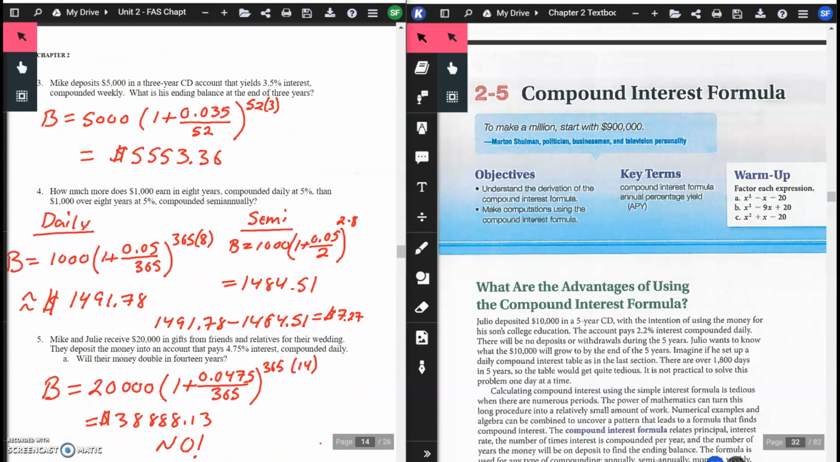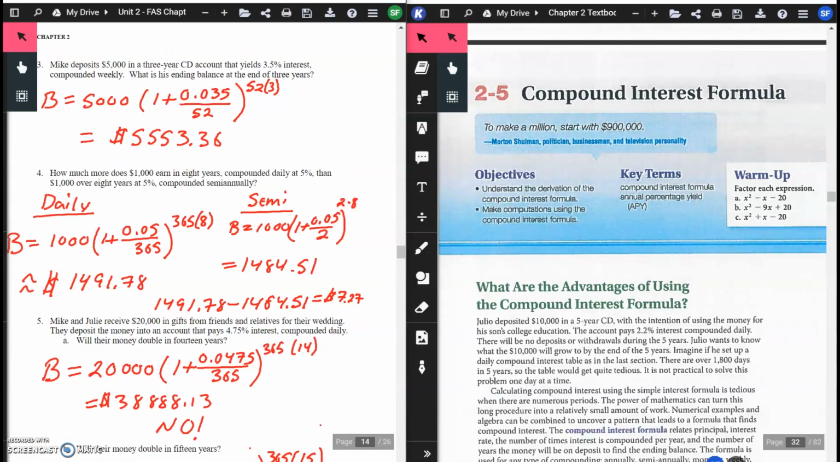Number 3, Mike deposits $5,000 in a 3-year CD account that yields 3.5% interest compounded weekly. What is his ending balance? So $5,000 is the initial deposit times 1 plus 3.5%, which is 0.035, divided by 52 because there are 52 weeks in a year. Raise it to 52 times 3. At the end of 3 years, multiply all that out, and you'll get 53.36.